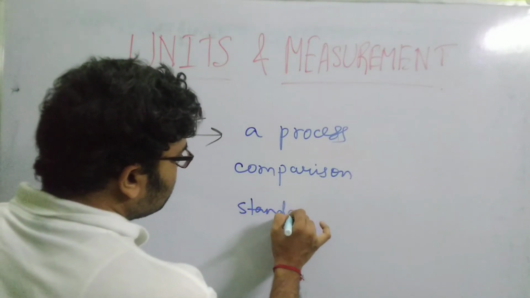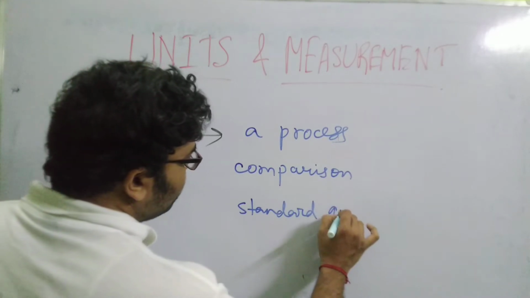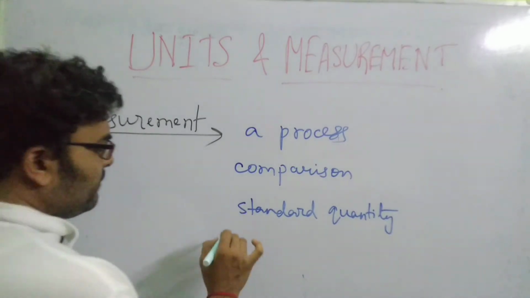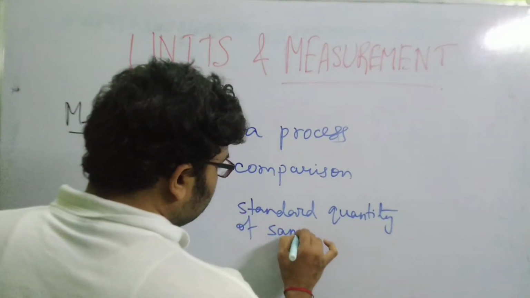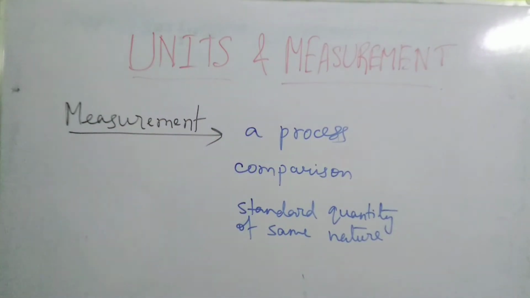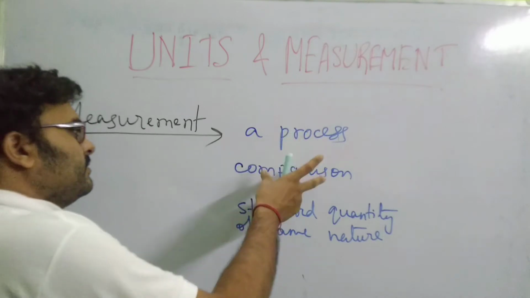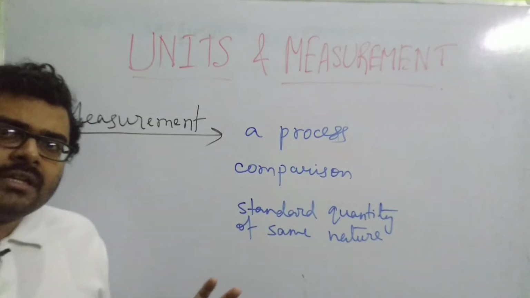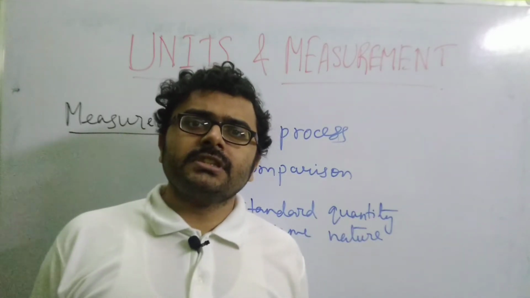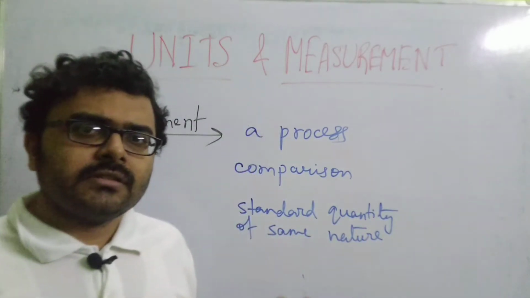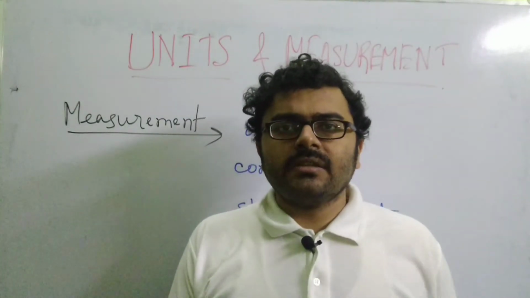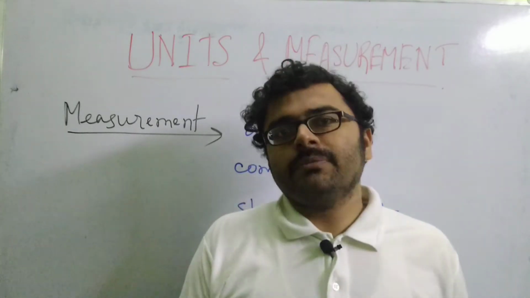These are the terms that you need to have in mind. A standard quantity of the same nature. This is also important, of the same nature. Whenever you are talking about measurement, you need to have these three terms in your mind: process, it's a process of comparison of any kind of physical quantity with a standard quantity of the same nature. Now, we will be breaking up these terms and discussing what they actually mean.